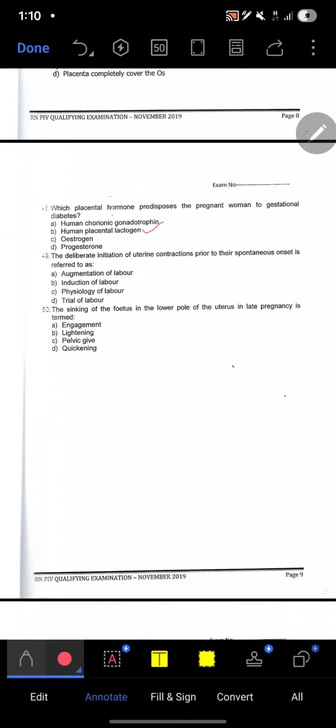49. The deliberate initiation of uterine contraction prior to their spontaneous onset is referred to as, the correct answer is B, which is induction of labor. 50. The sinking of the fetus in the lower pole of the uterus in the late pregnancy is termed, the correct answer is B, which is lightening.